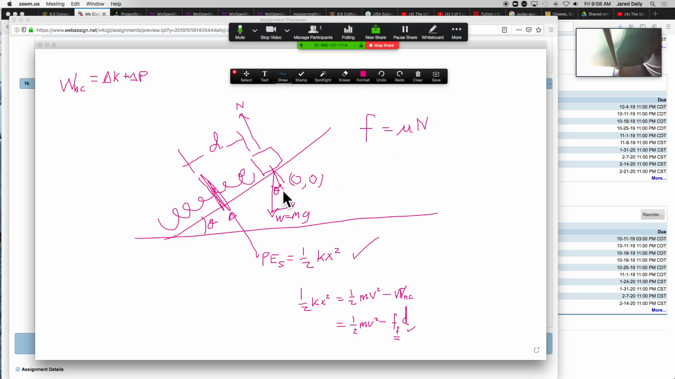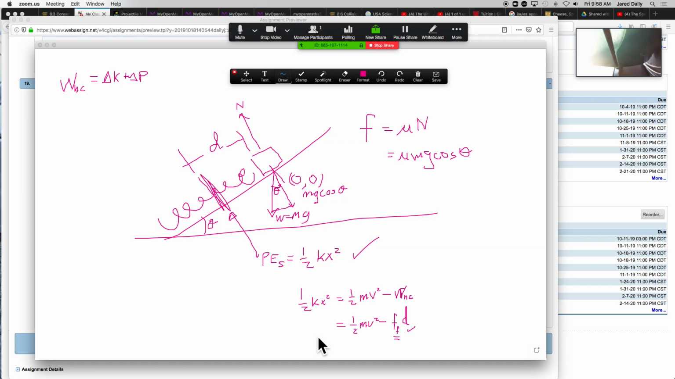So we need to know this one, which is right next to the angle. So that is equal to mg times cosine theta, because it's next to the angle theta. So friction equals mu times m times g times cosine theta. And now we can solve for part B. That goes in for little f right here, and everything else we know. And we solve for velocity.